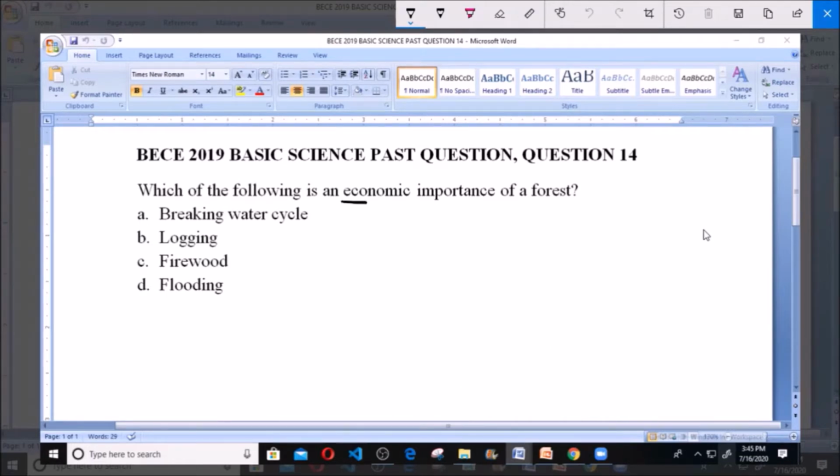They say the economic importance. Now that's the importance of what? Forest to our economy, the economic importance of a forest. Now, A says breaking of water cycle. This does not affect our economy at all. Breaking of water cycle does not affect economy.